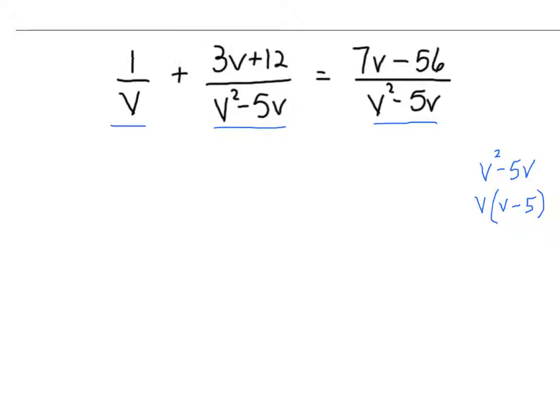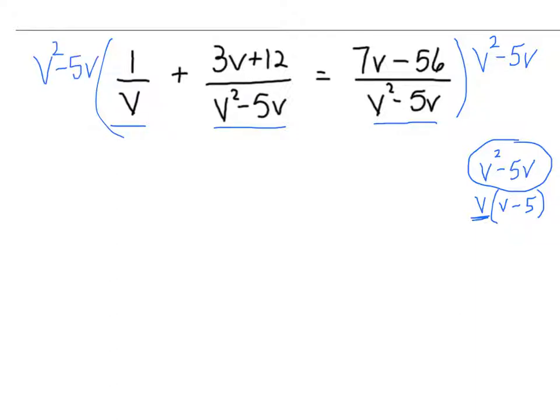I did that because I notice here this and this are the same, but this is just a v. But once I've factored this out, this also has a v. So it's very, very close to having the same common denominator. So it looks to me like my common denominator is going to be v squared minus 5v. So when I multiply both sides by that, what I'm really multiplying it by is v times v minus 5.